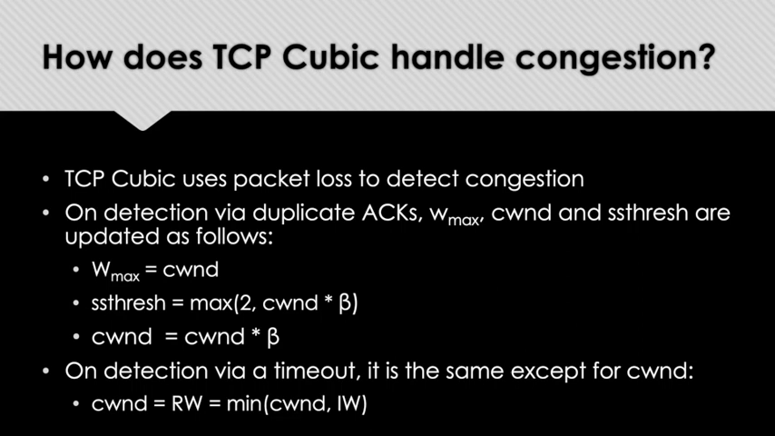When packet loss is detected as a result of a timeout, however, TCP CUBIC still sets SSThresh as defined earlier, but follows the standard TCP procedure to reduce CWND. In this, the congestion window, CWND, is reduced to the value of the restart window, abbreviated RW, which is defined as the minimum between the current congestion window and the initial congestion window, abbreviated as IW, as can be seen in the formula on the slides.